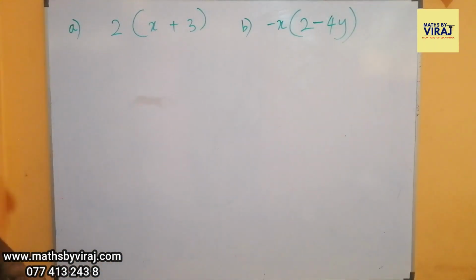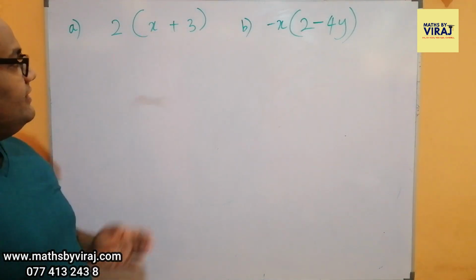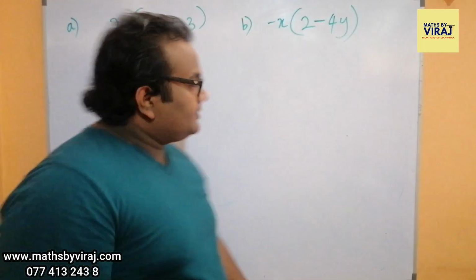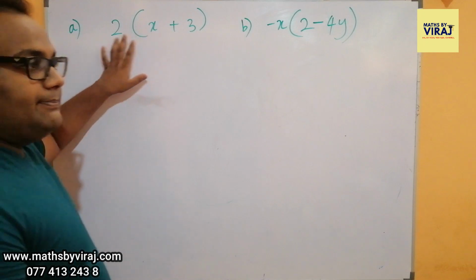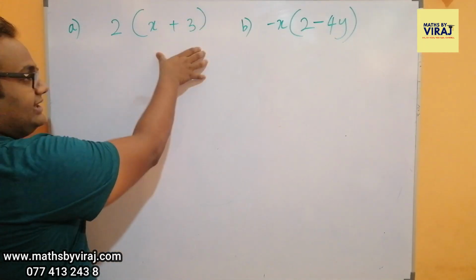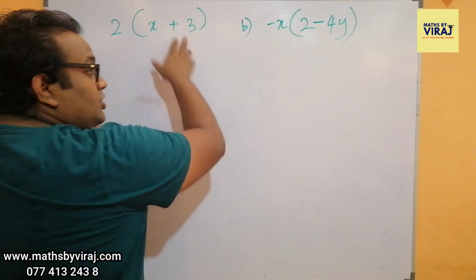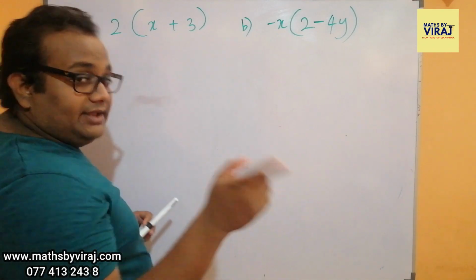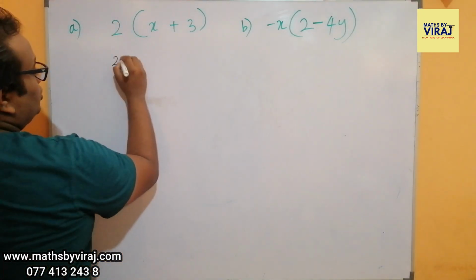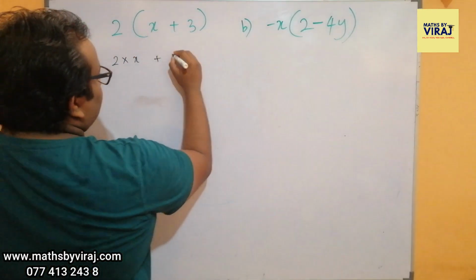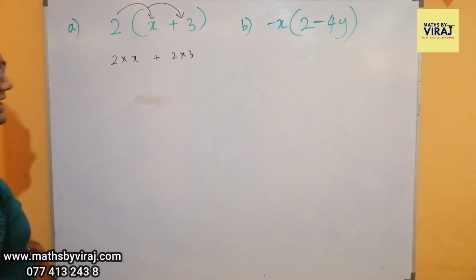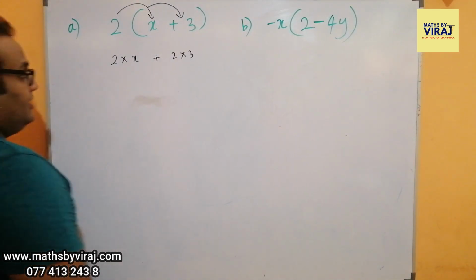The first expression gives us 2 within brackets x plus 3, and here you have minus x within brackets 2 minus 4y. When there's a number outside the bracket, you should always remember the numbers or expressions inside the bracket should be multiplied by the outside number. Therefore, 2 into x plus 2 into 3. From the outside number, we multiply the inside letters and numbers, or constants and variables.